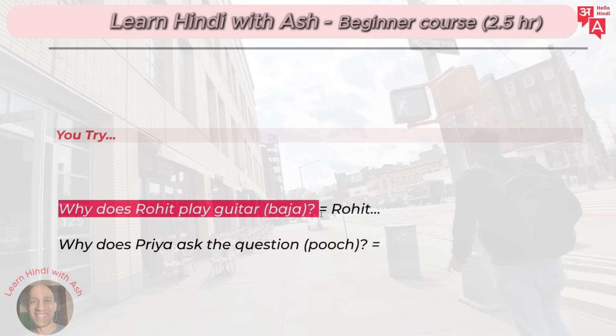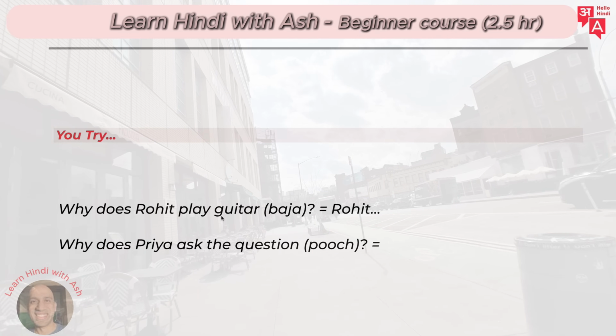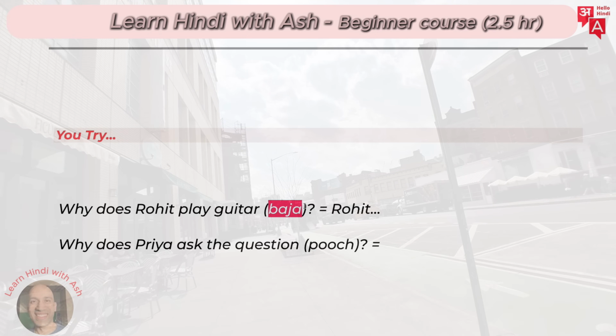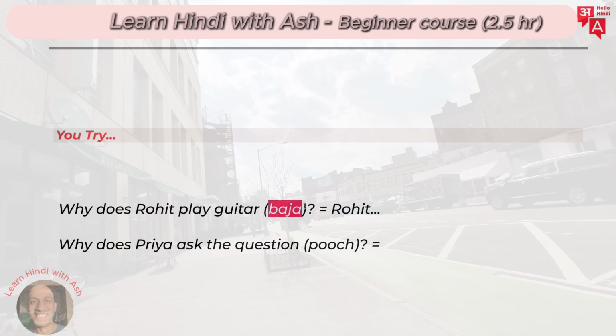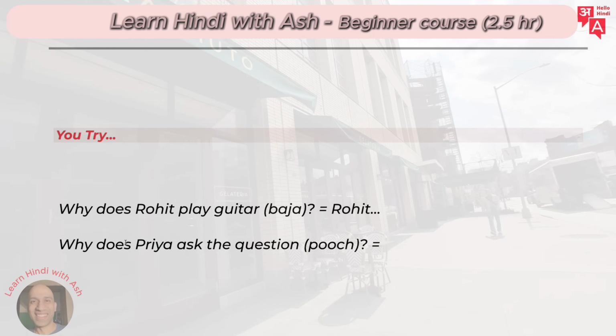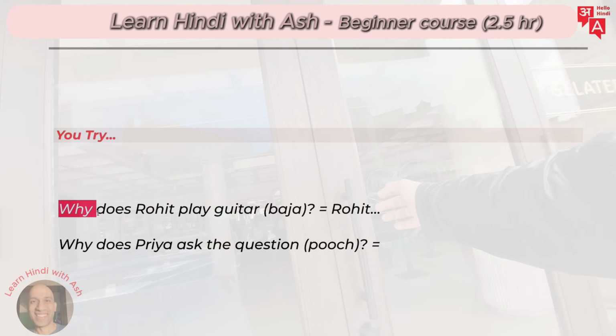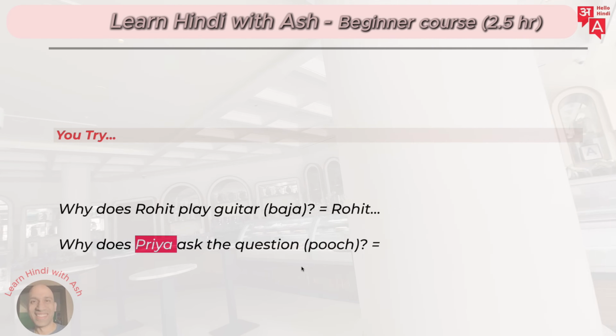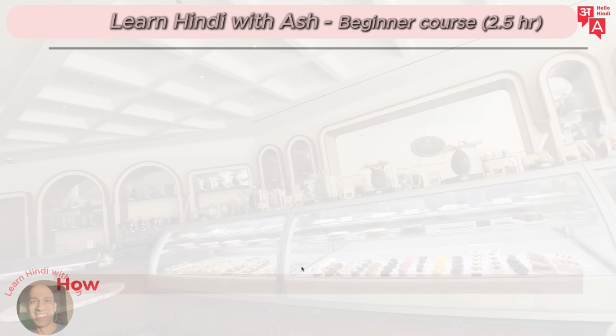Why does Rohit play the guitar? The word for play is baja. Baja. Why does Rohit play guitar? Very nice. You got it. Very nice. Okay, why does Priya ask the question? I think you got it. Start with Priya. Please don't start with why. The why comes in the second place. So Priya and then kyo, and then you ask the question, right? Then you do this. All right.